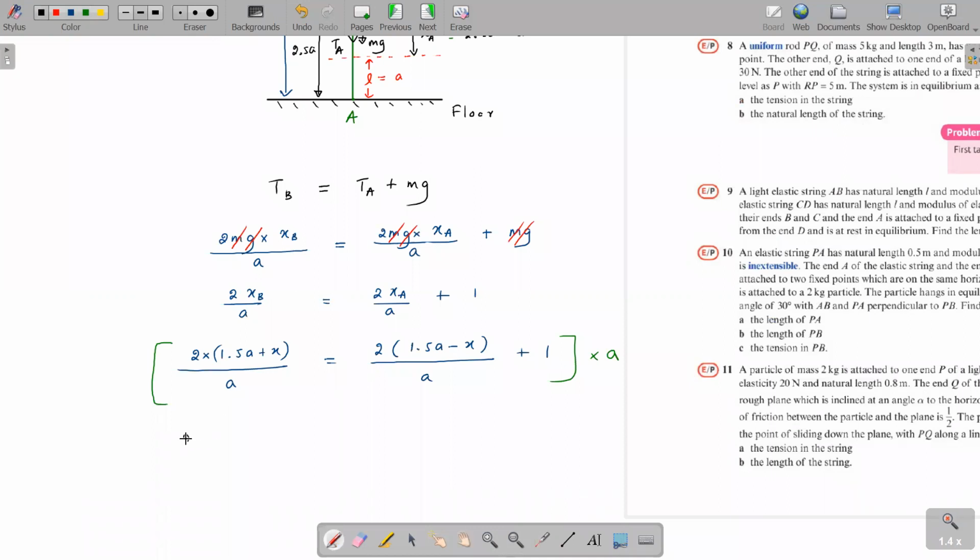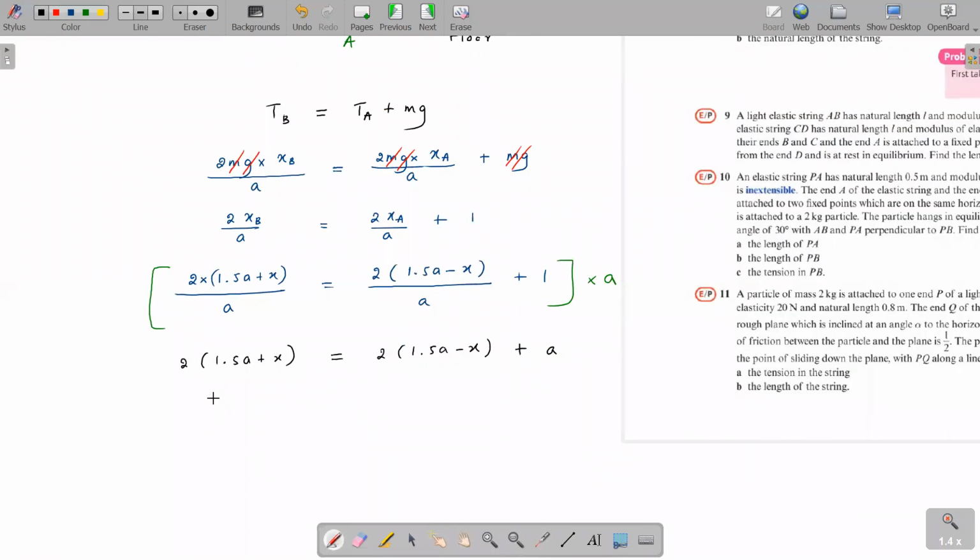So I get here 2 times 1.5a plus x. The a cancels out with what I'm multiplying. Here 2 times 1.5a minus x. The a cancels out. Over here 1 times a is a. From these two sections, the a cancelled out. Open the bracket, make x the subject. 2 times 1.5a is 3a plus 2x. Here 2 times 1.5, 3a minus 2x plus a.